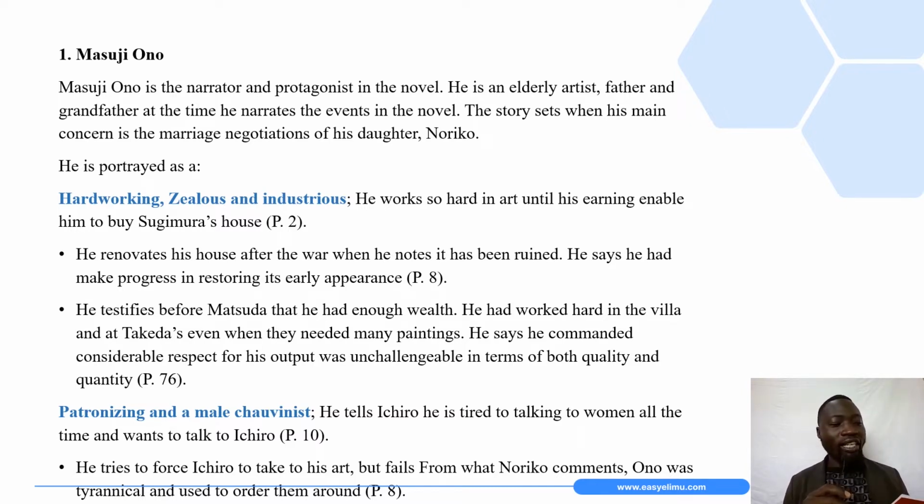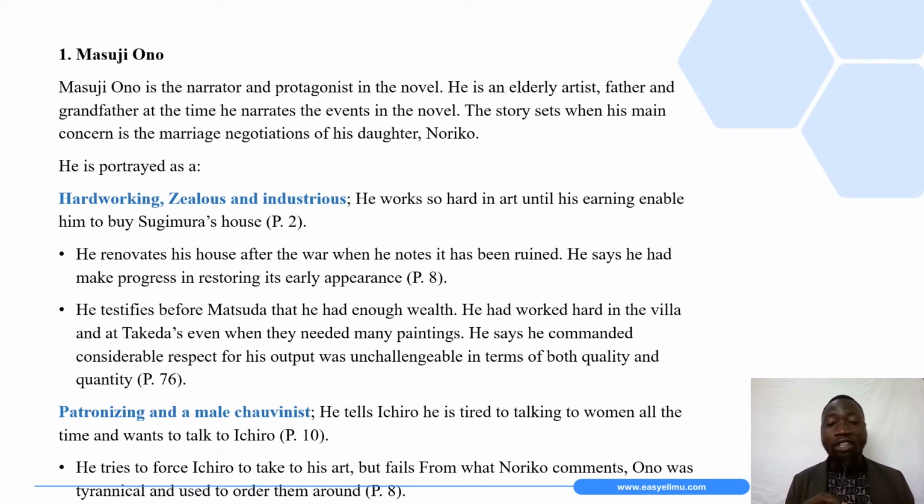We have Masuji Ono, who is the narrator and the protagonist. There is Ono's wife, Michiko. We have Ono's father. There is Ono's younger daughter, Noriko. We have Setsuko, Ichiro, Suichi, Kuroda. There is also Chichi Matsuda. We have Dr. Saito. There is Mrs. Kawakami. We also have Yaonari Nakahara. There is also Shintaro, and lastly Jiro Miyake.